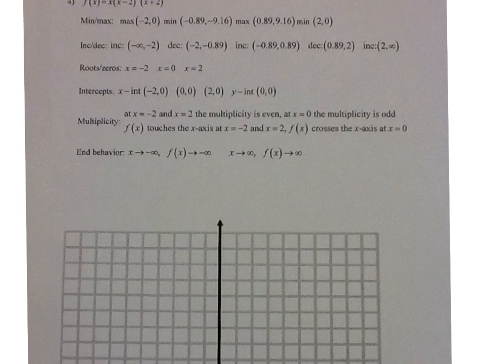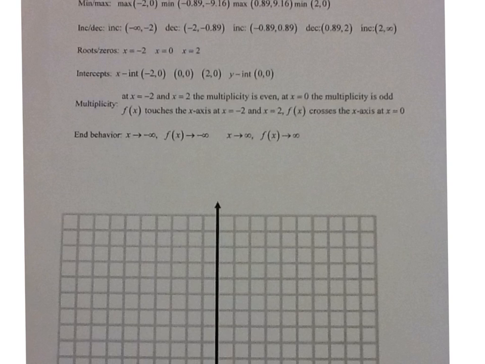Okay, so let's take a look at the last problem here. I have a max at negative 2, 0, a min at negative 0.89, comma, negative 9.16. I have another max here at 0.89, comma, 9.16, and then another min at 2, 0. So I want to plot those first. So I'm plotting those.